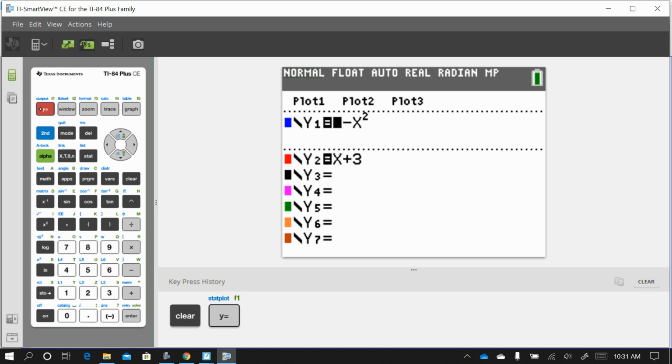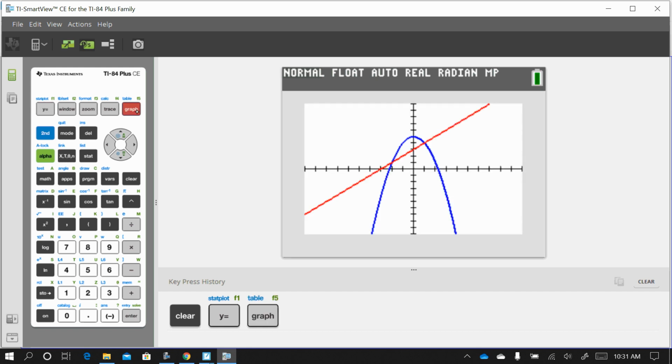Okay, so I would type the first equation in y1 and the second equation in y2. Once you have that, hit graph, and boom, there they are. Your calculator might be a little bit harder to count, so let's see if we can use the calculator to find the exact point. So, when we were looking for the 0, we use second calc.